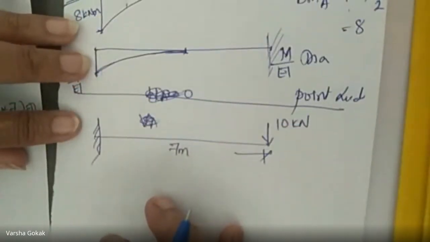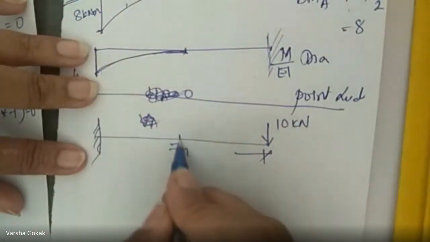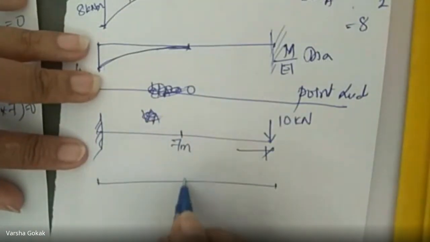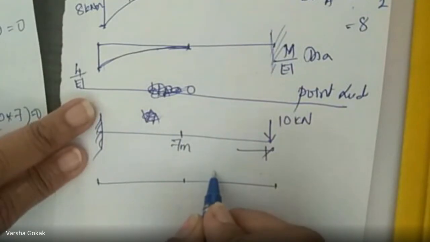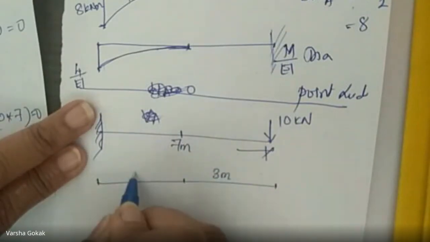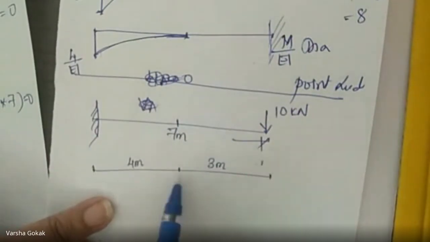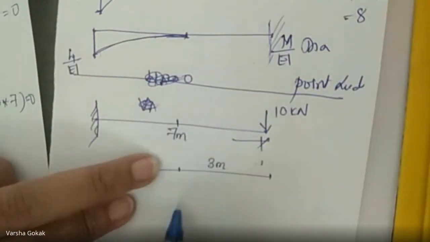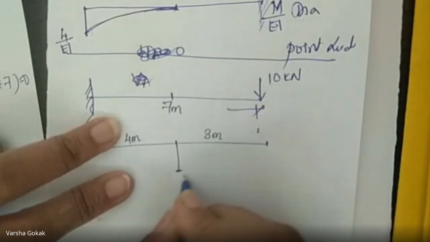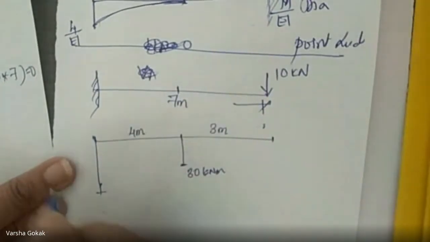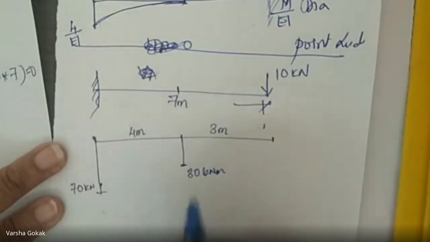Now how do you calculate the bending moment values? I want them at this point and at this point. First, this is how many meters? 3 meters, and this is 4 meters. 10 into 3 is 30. So first I'll have the value 30 kilonewton meter, and 10 into total 7 is 70. So this would be 70 kilonewton meter.